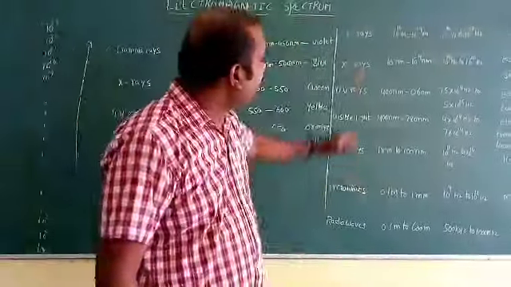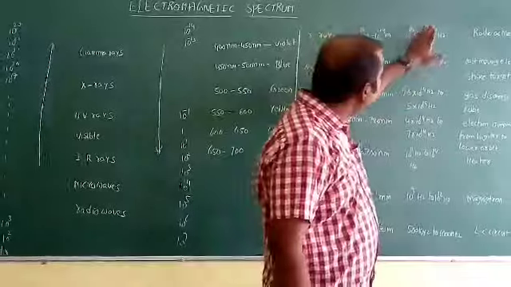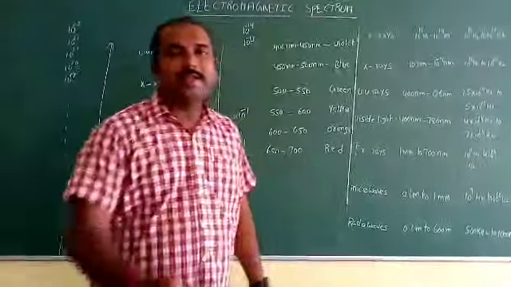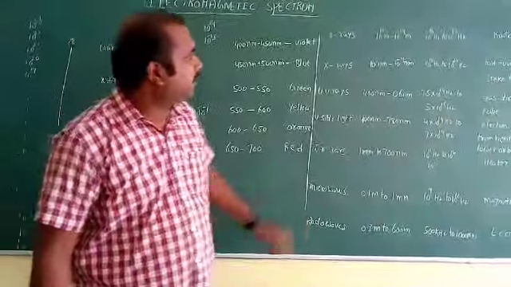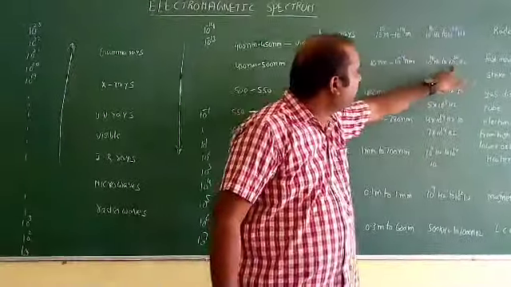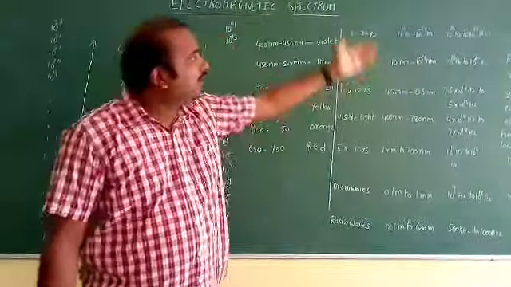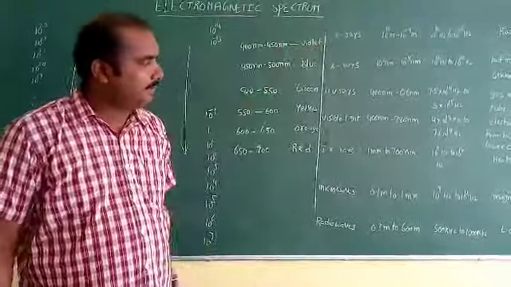Next. Here, in this table, everybody must learn this frequency range, because in the examination they might directly ask, write what is the frequency range of X-rays, 10 to the power of 18 Hz to 10 to the power of 20 Hz. What is the frequency range of gamma rays, 10 to the power of 18 Hz to 10 to the power of 22 Hz. Like this they may ask.